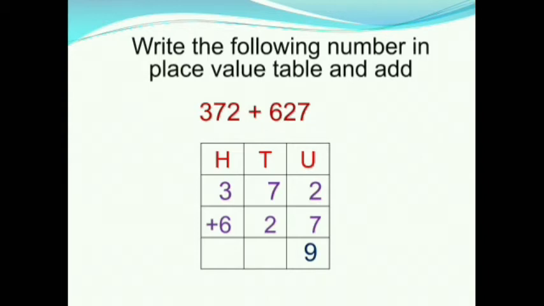Next we should add digits in the tens place. Which digits are there in the tens place? The digits in the tens place are 7 and 2. 7 plus 2 is equal to 9. Write 9 in tens place. Next we should add hundreds place digits. Which digits are there in the hundreds place? 3 and 6. 3 plus 6 is equal to 9. The sum of 372 plus 627 is 999.